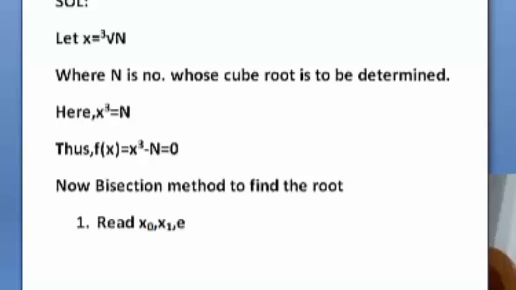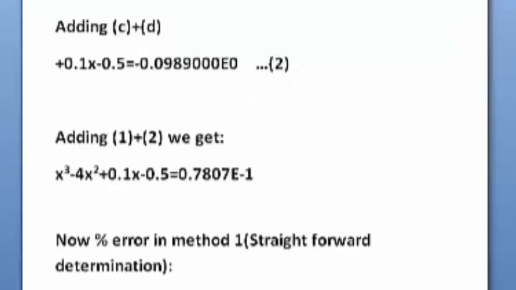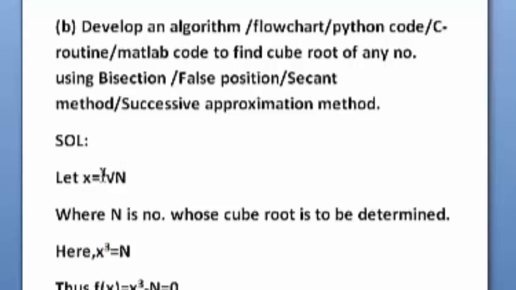Let us move to question B: develop an algorithm or flowchart or Python code or C routine or MATLAB code to find the cube root of any number using the bisection, false position, secant, and successive approximation methods. The solution for this is, let us take x equals n to the power 1 by 3, where n is the number whose cube root is to be determined. Now x cube equals n, thus f of x is x cube minus n equals 0. Now apply the bisection method to find the root.